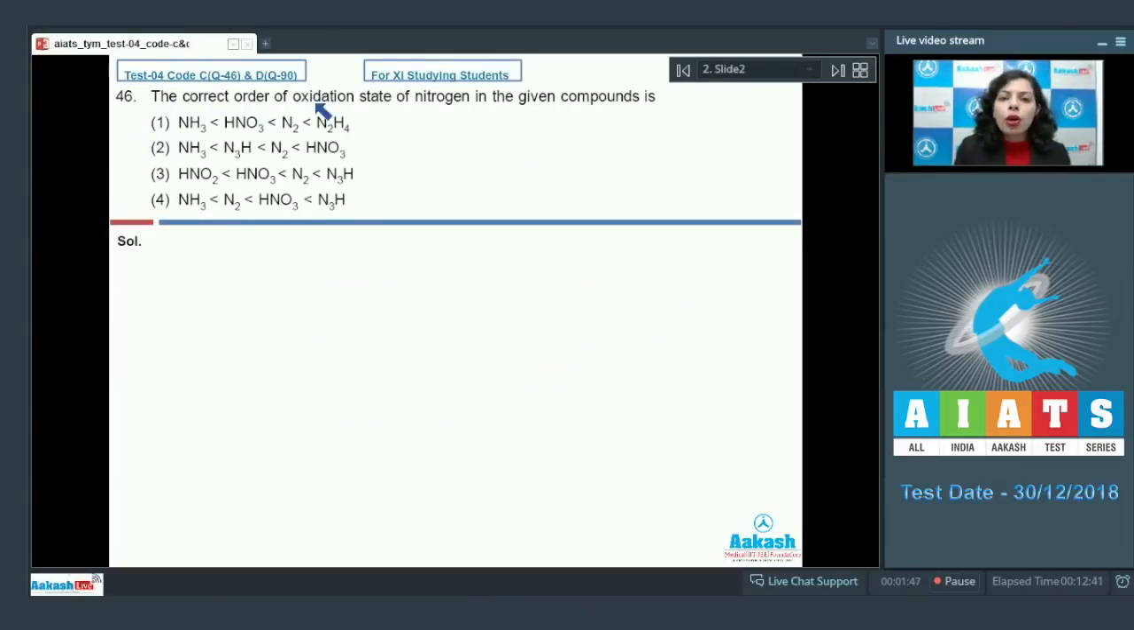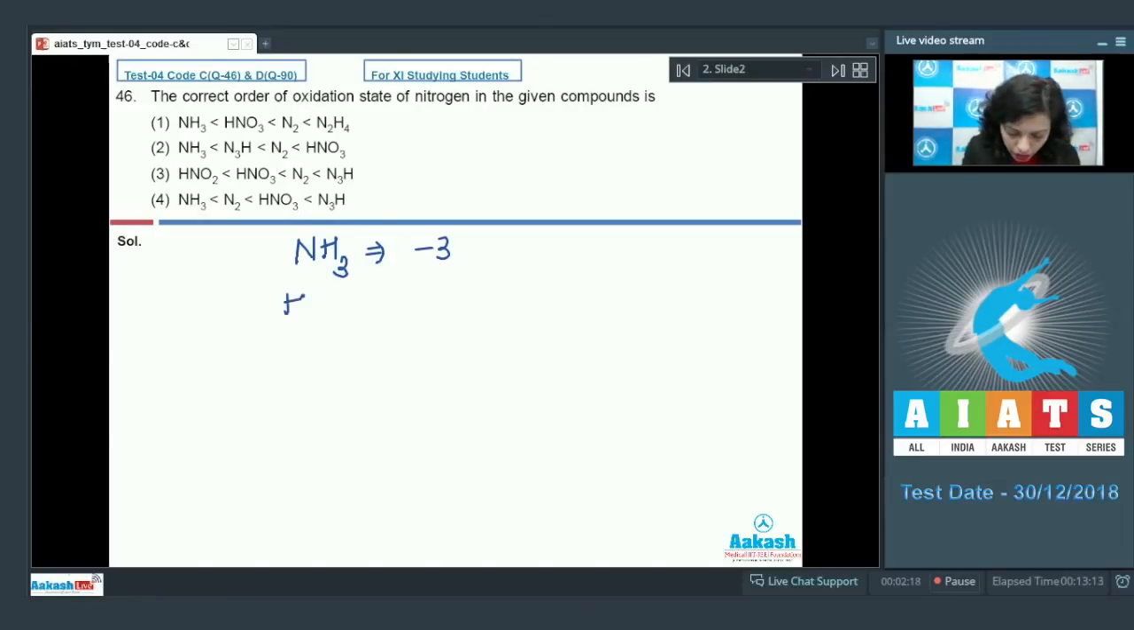The correct order of oxidation state of nitrogen in the given compounds is. And what are the compounds given here? We have different compounds. Let's check these compounds along with their oxidation number, because that would be helpful to find out the answer of our question. So first we have ammonia, and in this case if we check, the oxidation number of nitrogen would be -3. Why -3? Because hydrogen is in +1 oxidation state, so definitely the oxidation number of nitrogen is -3.